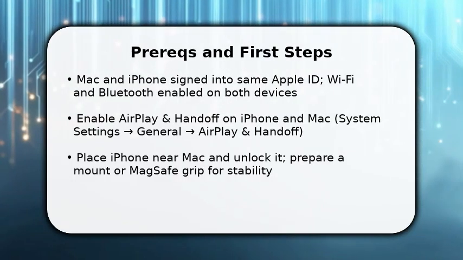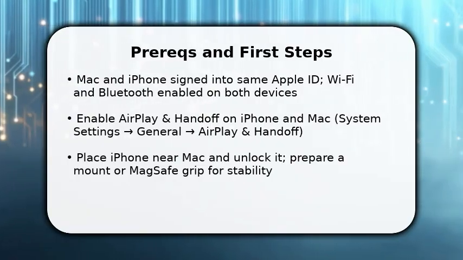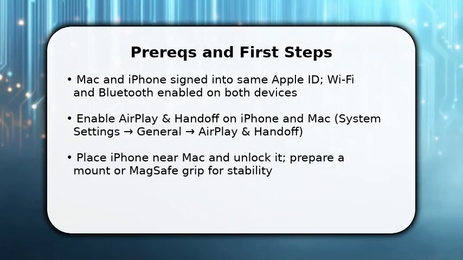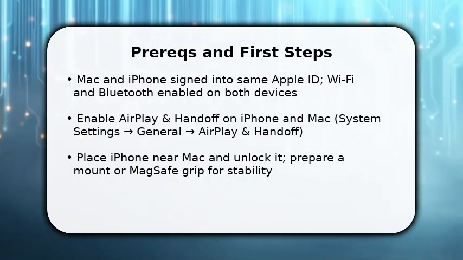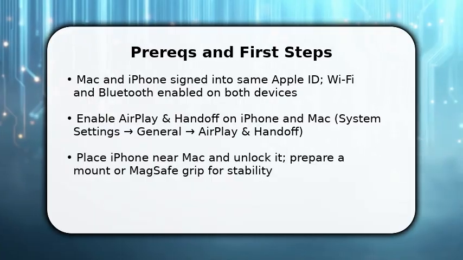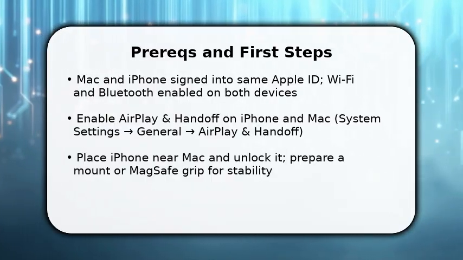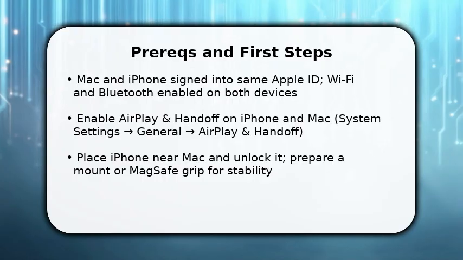You need both devices on the same Apple ID with Wi-Fi and Bluetooth active. Once done, enable AirPlay and Handoff on iPhone and Mac so Continuity Camera is allowed. Next, unlock the iPhone and place it near your Mac. Make sure it's mounted or held steady so framing is easy.